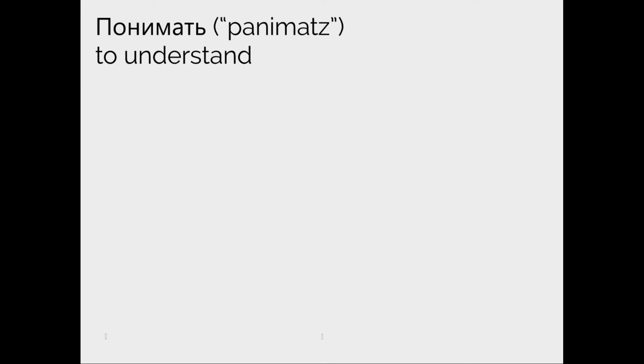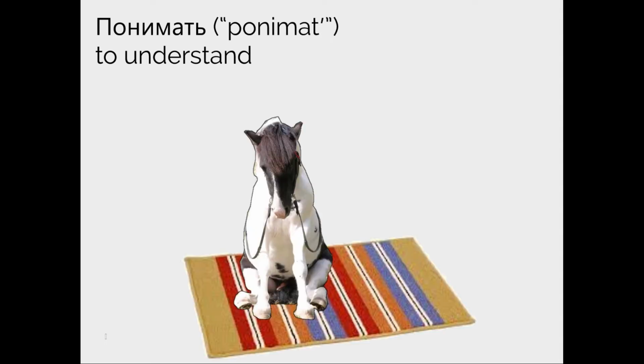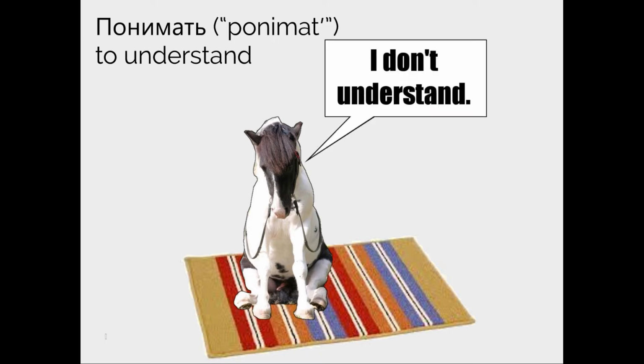Okay, so she'd say something like, I want you to imagine a pony, and the pony is sitting on a mat. You have that now? Okay, and what's the pony saying? The pony is saying, I don't understand. Pony, mat, panimats. Right, weird, but it worked. This was the first and only time I needed the meaning of that particular word explained to me.